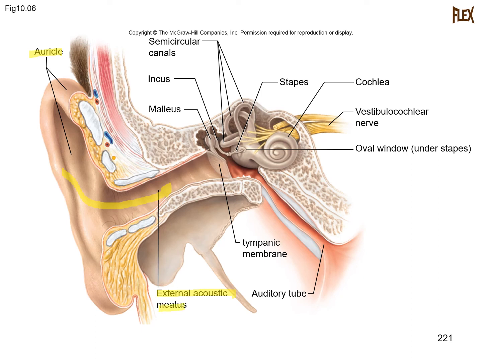Now that term meatus can also be called canal. If you like to use that, that's probably a more common one that most people think. This external acoustic meatus or canal is going to end in what common people say is the eardrum, but you're not common anymore. So it is called the tympanic membrane.